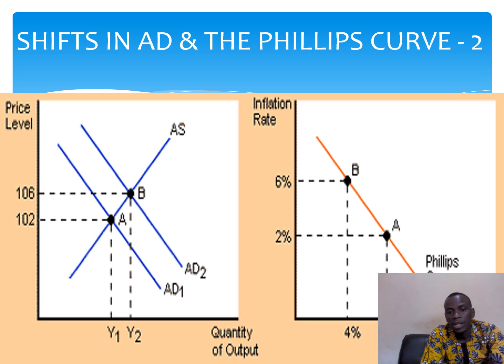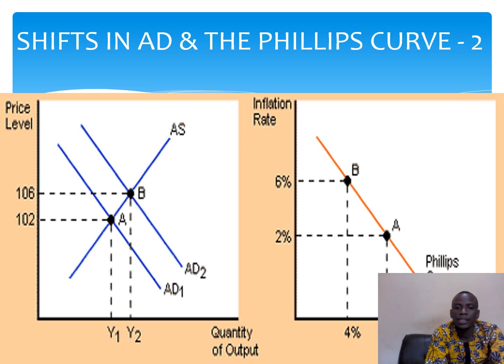I repeat, when aggregate demand increases from AD1 to AD2, output will increase, and when output increases, it means unemployment will reduce. When we are producing more, it means more people are employed, and thus the unemployment rate will reduce. That's why on the Phillips curve we now move from A to B. Unemployment will move from its initial point to 4%, and when it reduces, inflation will increase from 2% to 6%. So that's the relationship explained there.